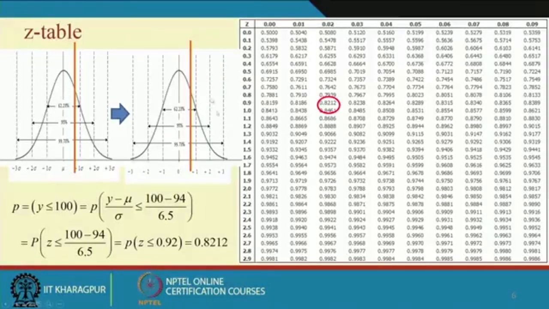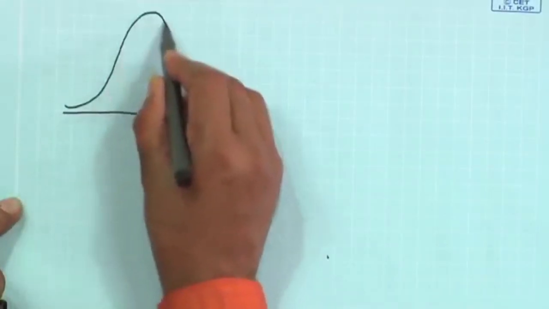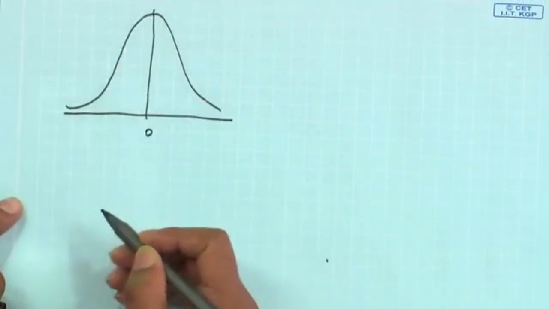Theoretically, if we see through the distribution, this is mu, and this is in the original scale and this is in the z scale. So, you are required to convert y to z: y minus mu by sigma. Now, y is known as 100, the population mean is 94, and the population standard deviation is 6.5. So, if you put these in, you get z less than or equal to 0.92, and the probability is 0.8212. So, what happened here then? When you convert it into the z distribution, this value will become 0.